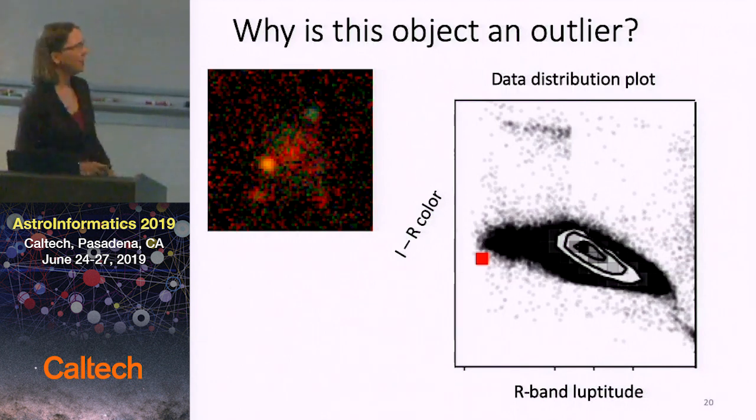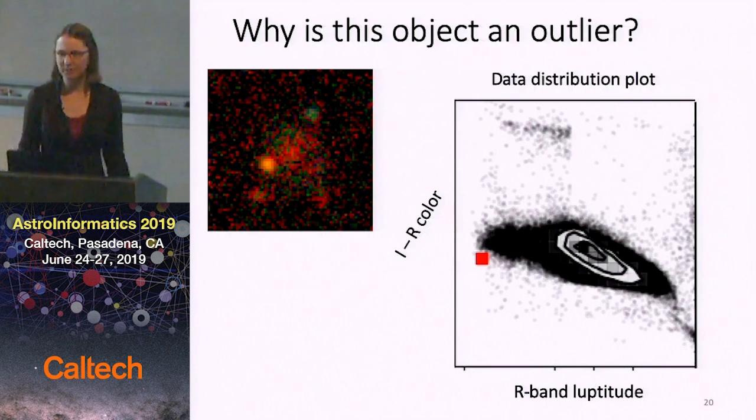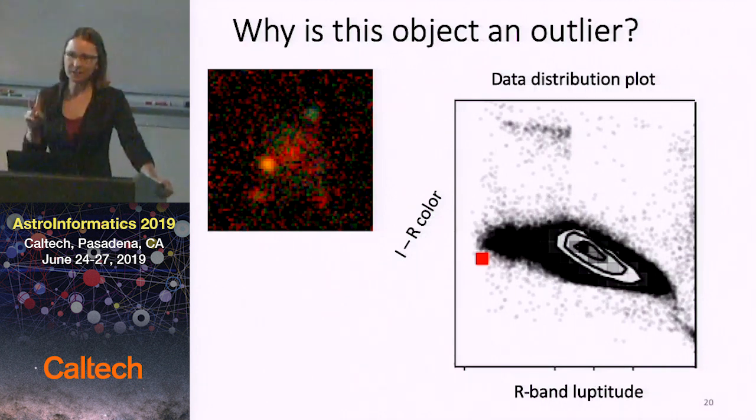for the R band. However, it's not anomalous in the y-axis, right, if you just project that. So it's the combination of them that's interesting. But looking at one two-dimensional plot is not fully depicting what's in the data set.